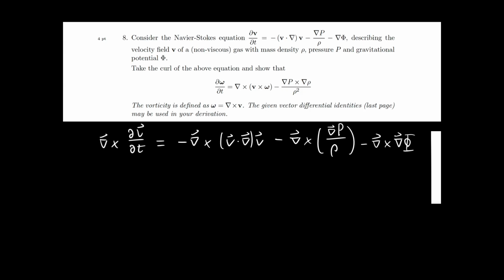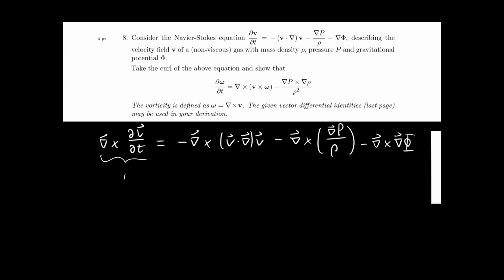That's equal to minus the curl of v dot nabla acting on v, minus the curl of the gradient of p divided by rho, minus the curl of nabla big phi. Okay, so we want to rewrite this, and let me do that by starting with the first term, then go to the second term, and just do this term by term.